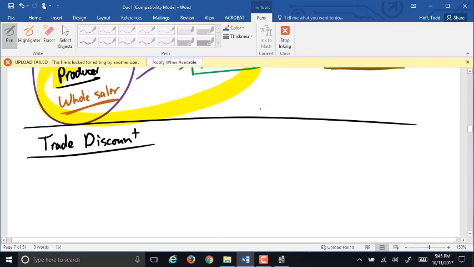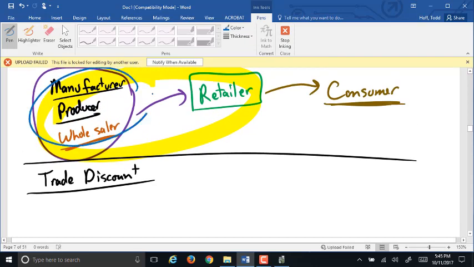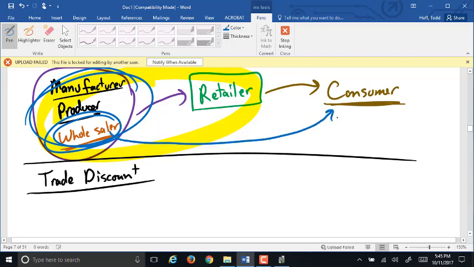Some of these wholesalers up here, not necessarily the producers, but some of the wholesalers do sell directly to consumers. Well, if they sold directly to consumers at the same price they sold to retailers, retailers would suffer. So if they're selling to a retailer, they use what's called a trade discount. They give a little bit of a discount off of it.